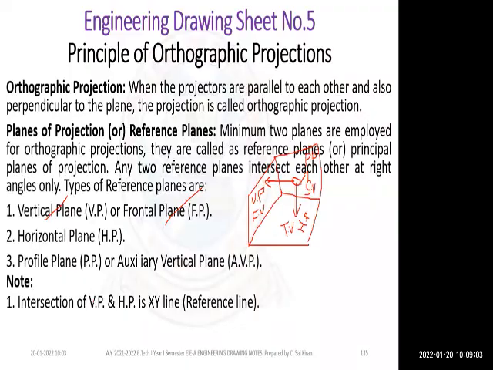Next, note the intersection of VP and HP. Where the vertical plane and horizontal plane are touching, that is my XY line. Where my vertical plane and horizontal plane are touching, that is my XY line. I have to write X here and Y here.